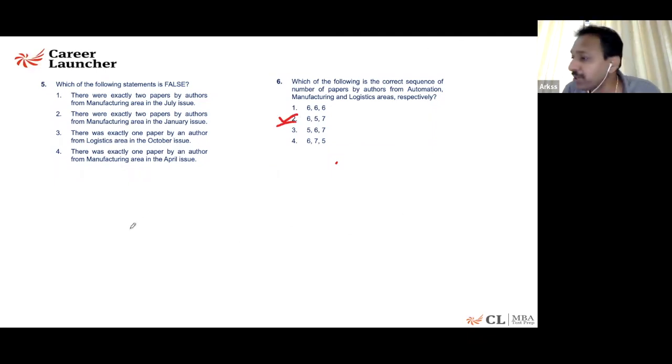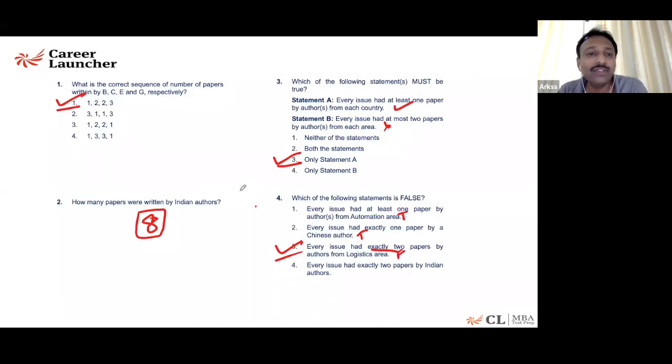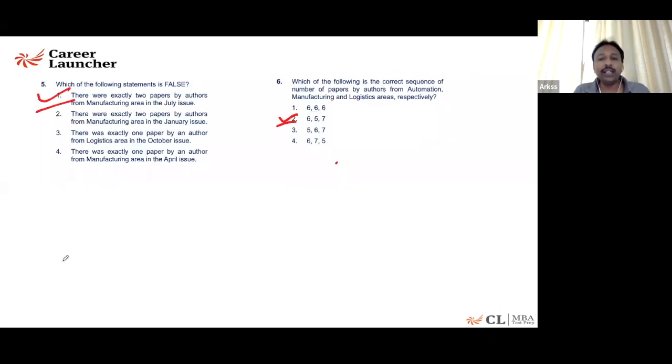And which of the following statements are false? There were exactly 2 papers by authors from manufacturing area in the July issue. In the July issue, manufacturing is DC. DC exactly 2? No, the answer is false. Very clearly, you will get your answer.